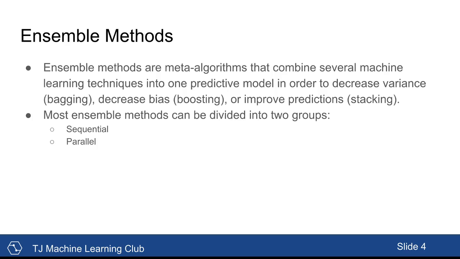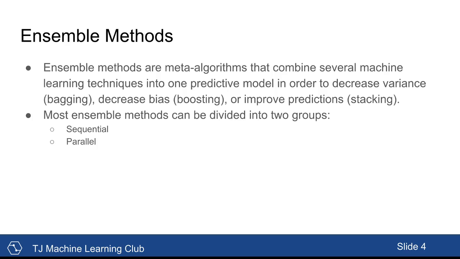Okay, so what are ensemble methods? Ensemble methods are meta algorithms that combine several different machine learning techniques into one predictive model to either decrease variance, decrease bias, or improve predictions.